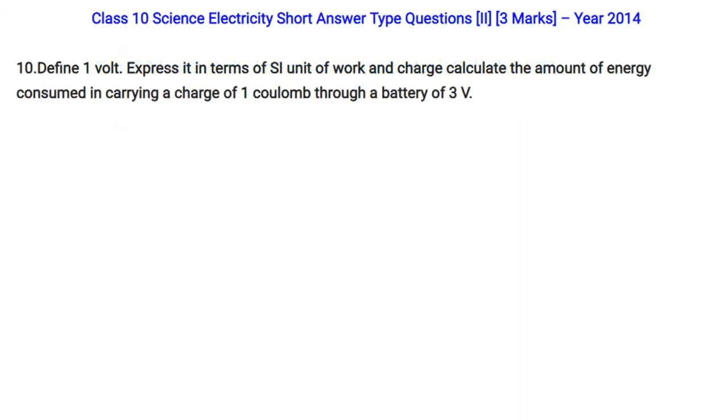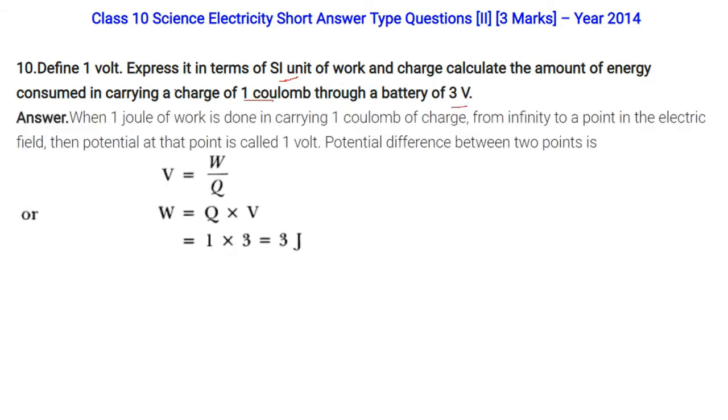Define 1 volt. Express it in terms of the SI units of work and charge. Calculate the amount of energy consumed in carrying a charge of 1 coulomb through a battery of 3 volt. So when 1 joule of work is done in carrying 1 coulomb of charge from infinity to a point in the electric field, then the potential at that point is 1 volt.